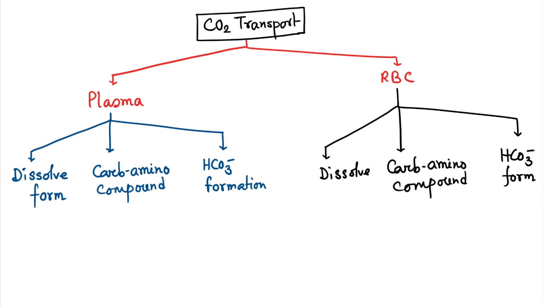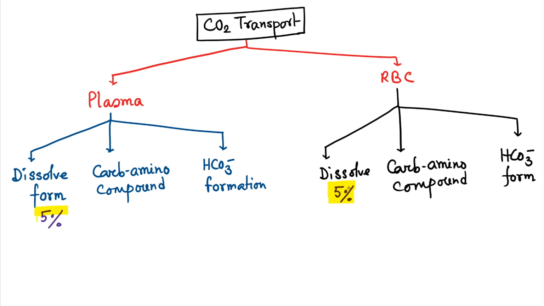Now, if you want to remember the percentage of carbon dioxide transported by different forms, first of all, remember the dissolved form of carbon dioxide in plasma as well as in RBC is 5%. 5% means a total of 10% of carbon dioxide is transported via dissolved form.